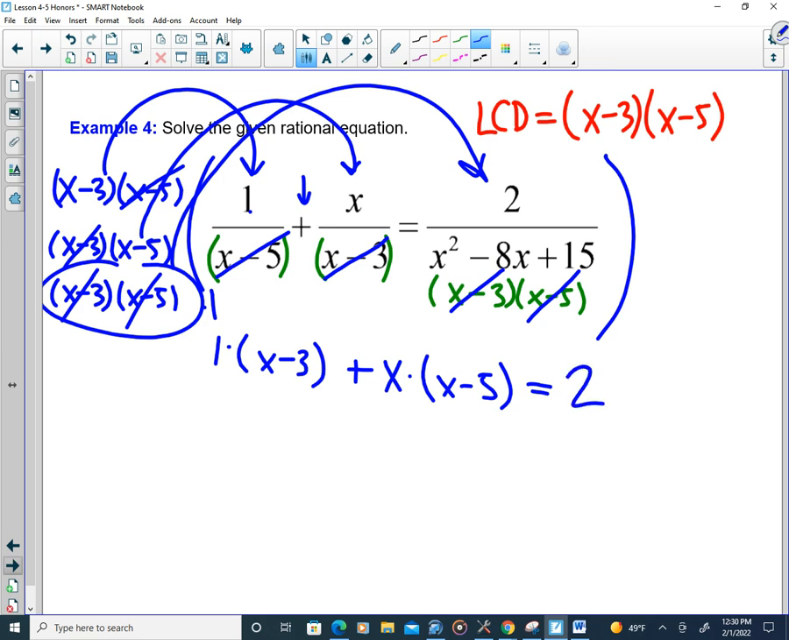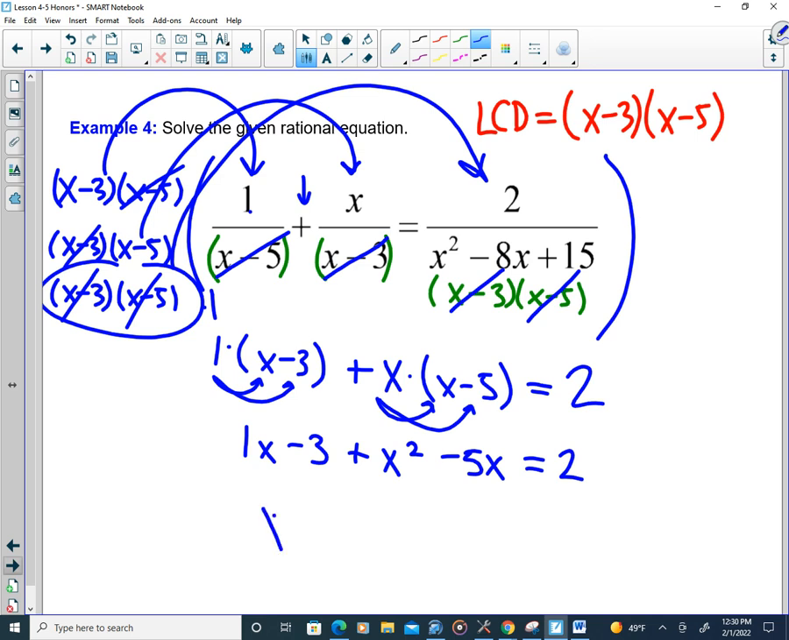So if we clean this up a little bit, 1 times x is 1x. 1 times negative 3 is negative 3. x times x is x squared. x times negative 5 is negative 5x. That's equal to 2. Combining our like terms on the left side, we've got x squared. We can add these 2 terms together to get negative 4x minus 3 is equal to 2. So what we have here is not a linear equation. This is a quadratic equation.